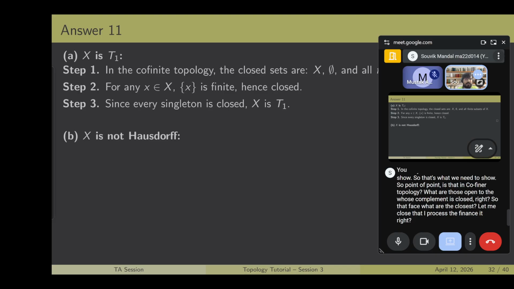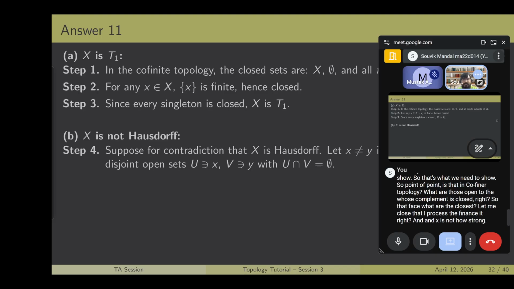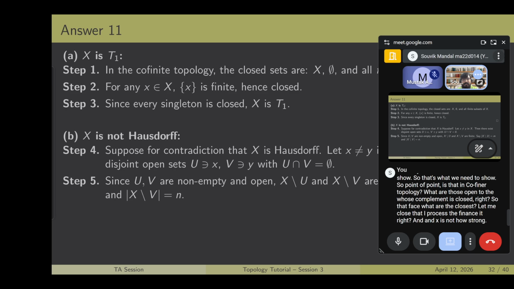And X is not Hausdorff. We need to show that if we take any points x and y, we cannot have disjoint open sets U and V. U intersection V empty means the complement of U union the complement of V is all of X. Now U is open and V is open, so the complement of U is finite and the complement of V is finite, and the union is also finite. So U union V equal to X, such an equation is not possible. So that's the thing.